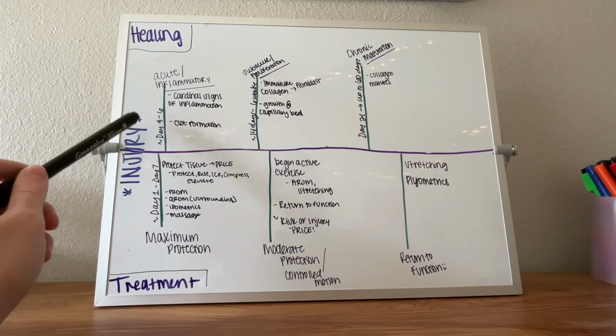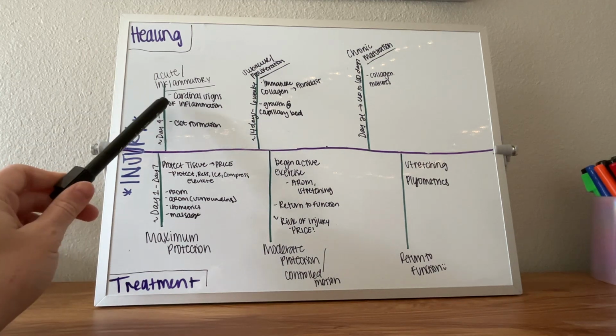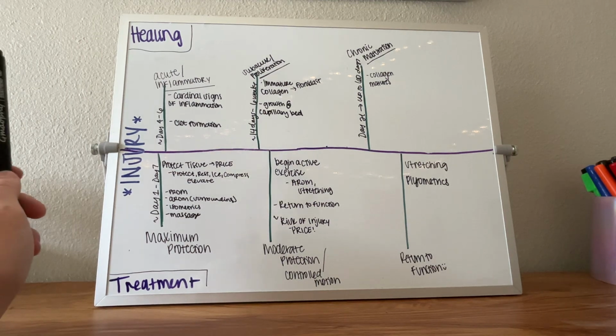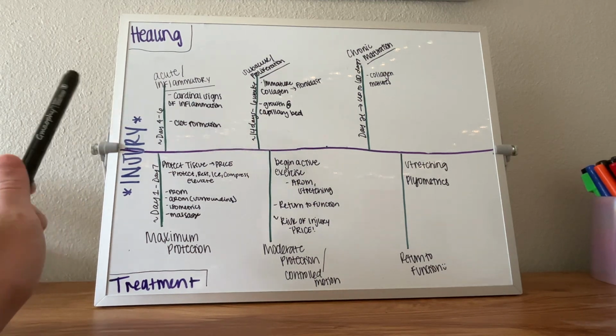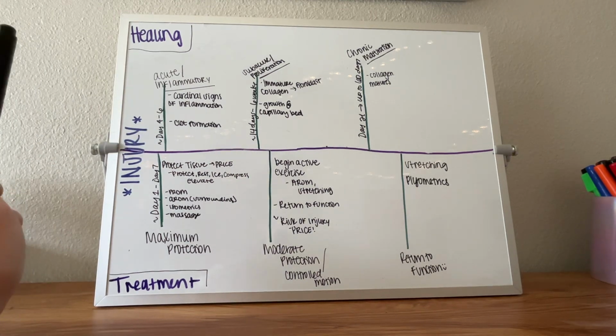So from day 4 to day 6, we're in that acute inflammatory phase. We're going to have those cardinal signs of inflammation, which are redness, heat, loss of function, swelling. Those are just some of them. I have another video if you want to watch that one. And we're also going to have clot formation.